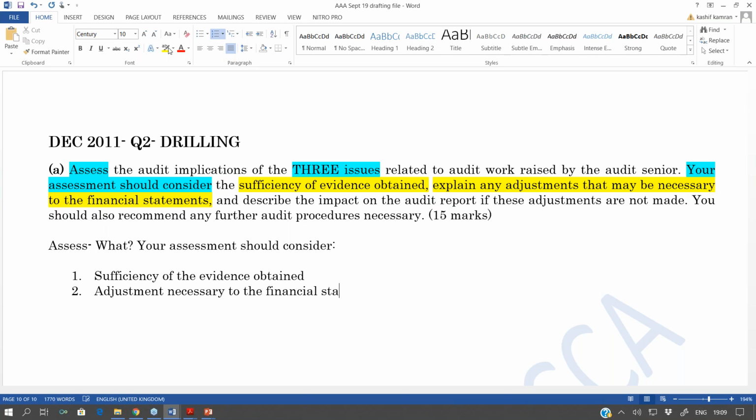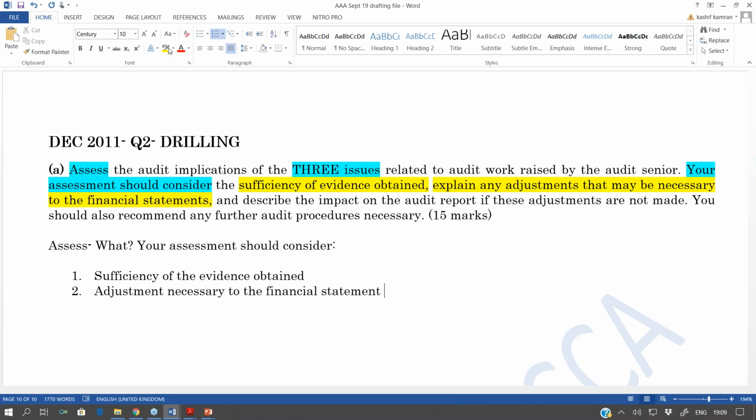Now, what if this requirement comes to your exam paper, adjustments necessary? Have you seen this requirement in the past papers? This is such a once in a blue moon requirement. It comes once after several years. So is this question giving you a good insight?